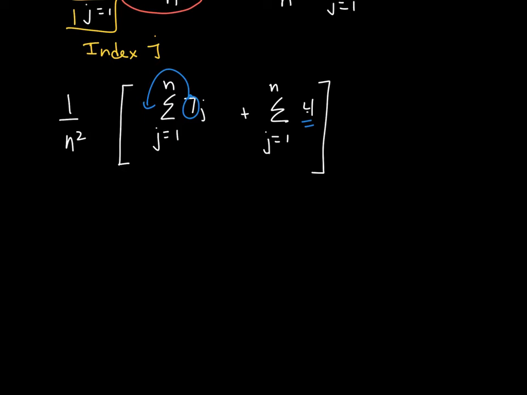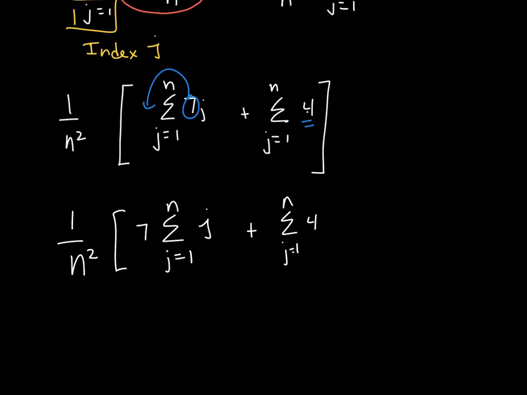So I'm going to break that down a little bit more and make that 1 over n squared times 7 times the summation of j equals 1 to n of just j, plus the summation of j equals 1 to n of 4. Now, the reason I didn't pull that 4 out is because that's the constant formula, and now I'm going to use those summation formulas.